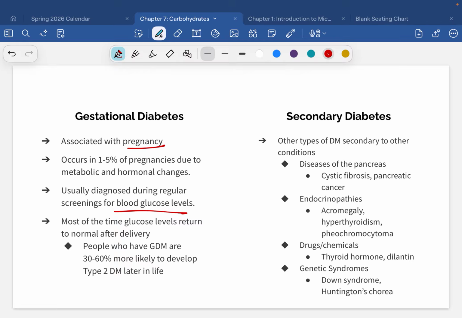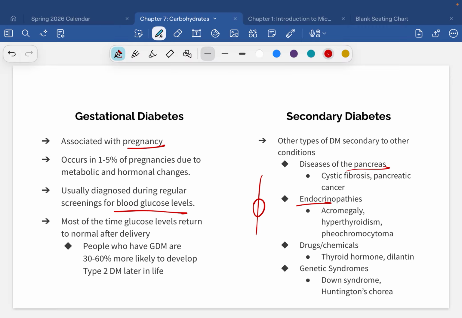So when we say secondary, we mean that the diabetes is happening because of something else in the body. Okay? And you don't have to memorize these. You just have to remember that secondary diabetes is secondary to other conditions. And again, a lot of these are related to either diseases of the pancreas, which should make sense. So things like cystic fibrosis and pancreatic cancer affect the cells of the pancreas. If the cells of your pancreas are affected, your insulin production is going to be affected because your pancreas produces your insulin. Or endocrinopathies.